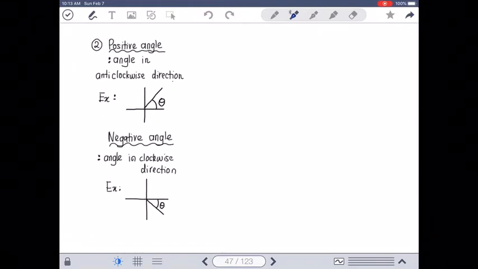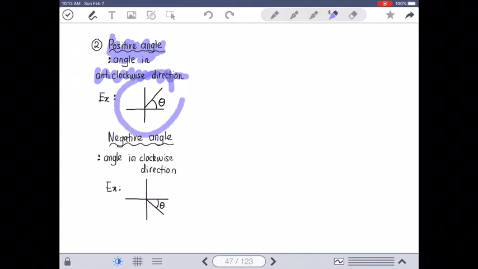Now let us recognize what is a positive angle and what is a negative angle. When we talk about a positive angle, it is the angle in the anti-clockwise direction. For example, this is a positive angle. Theta is positive. How about a negative angle? A negative angle goes in the clockwise direction.